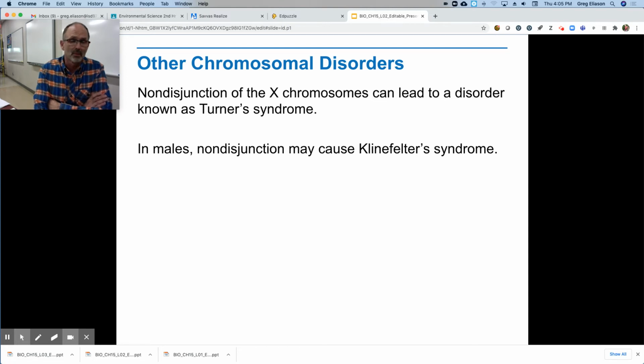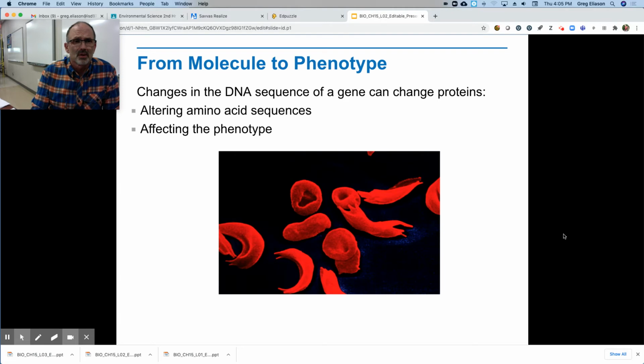I have a family member, one of my cousin's kids, who has Turner syndrome. And I've met some individuals that have Klinefelter syndrome. So those come with a host of physical and psychological changes also.